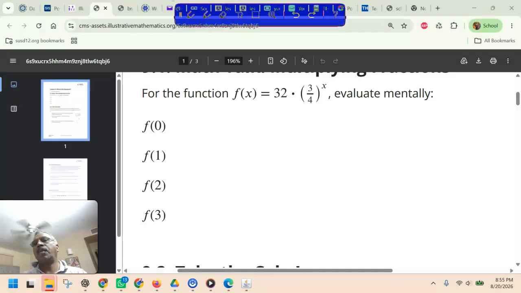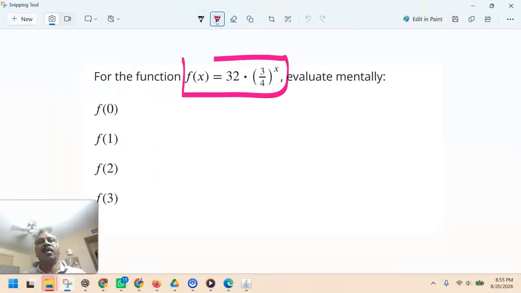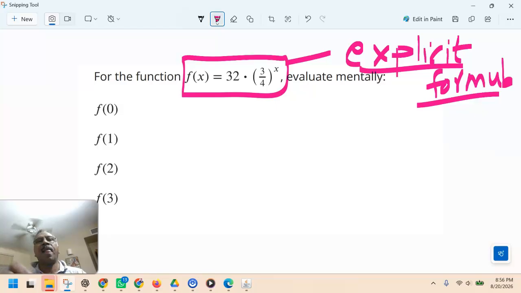So in 9.1, okay, so this is the equation. And you can remember this is the explicit formula. Last class we saw this in lesson number 8. What is the meaning of explicit formula?